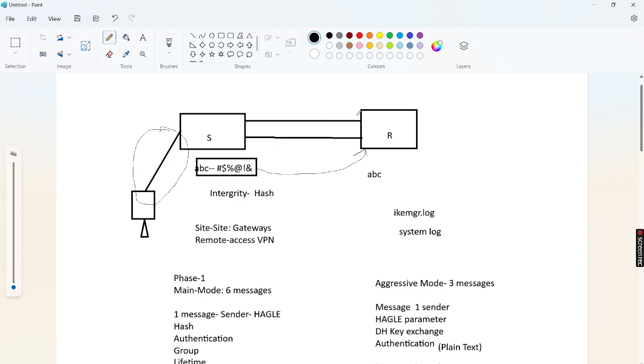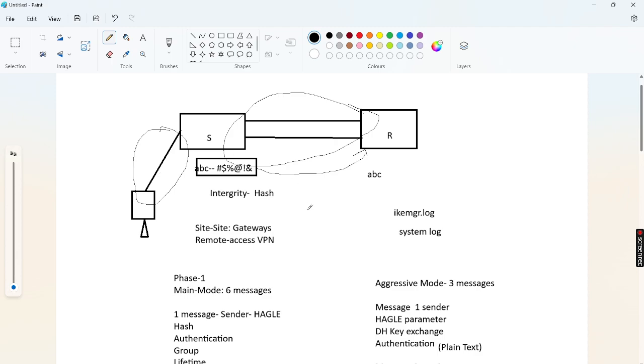This is the remote site, and this is site to site. As I said, site to site means between the gateways. Gateways means router to router, or firewall to firewall. And remote access means a Windows or Linux machine with a router or a firewall. We can call those gateways, and we can call this remote access VPNs.